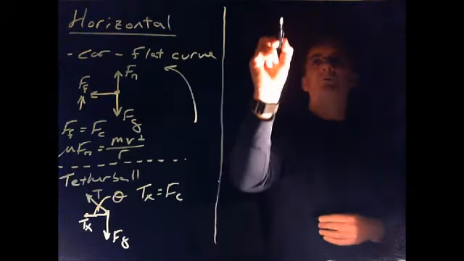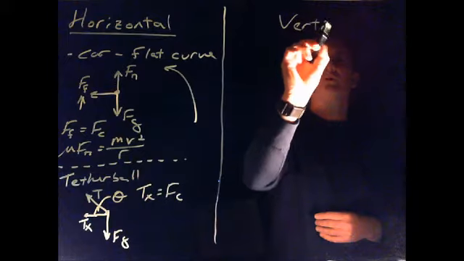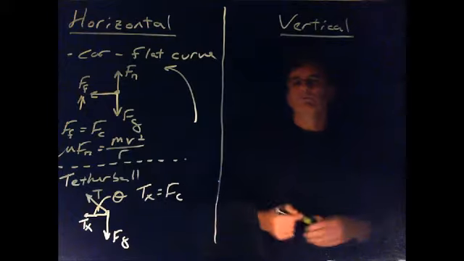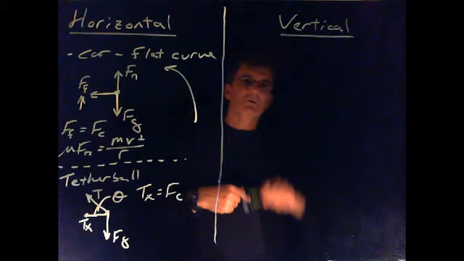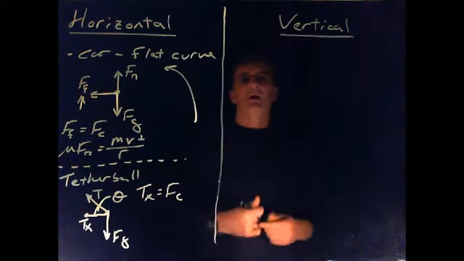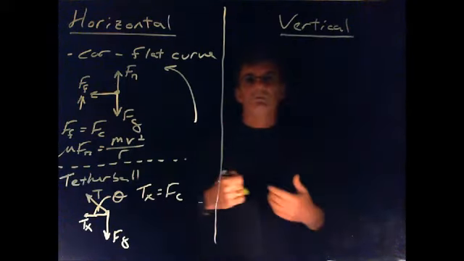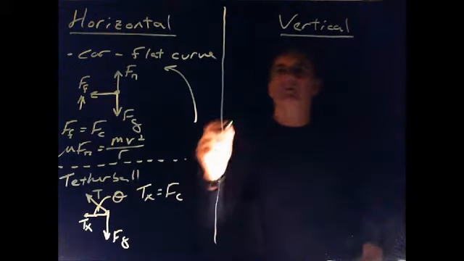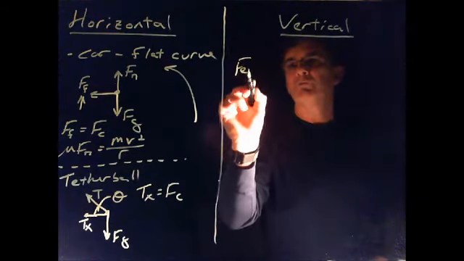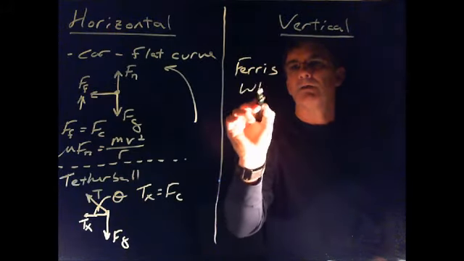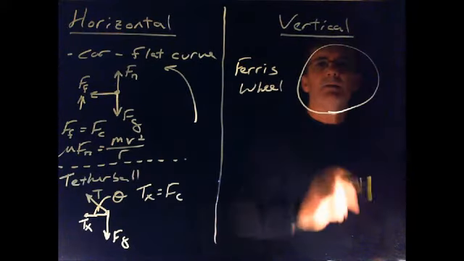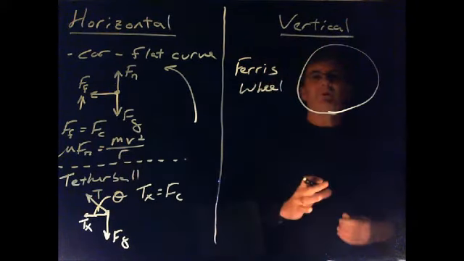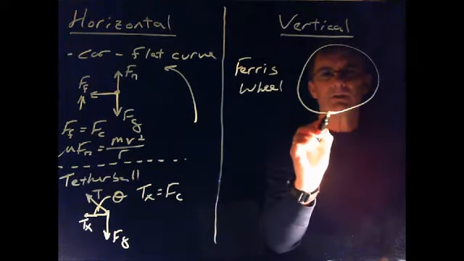Now let's look at vertical circles. Vertical circles are a little bit more complicated. Vertical circles do not exhibit uniform speed because the object speeds up as it falls down, and as it goes up it slows down. But it does have circular motion. There are a couple of different problems that I tend to talk about. I talk about a Ferris wheel problem. With a Ferris wheel, you're going around in a circle, but you're always upright.